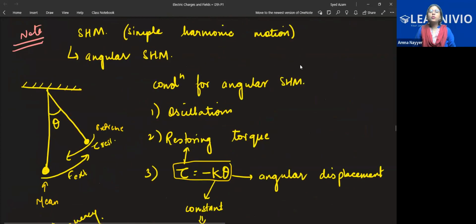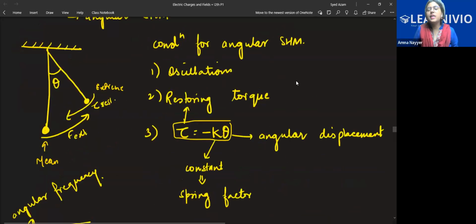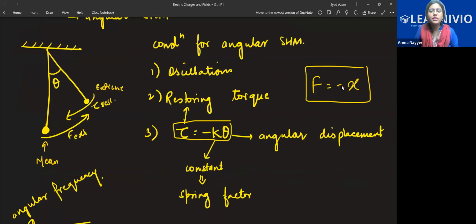Now look, a little bit of recap from your class 11th. You had a chapter on waves and oscillations, SHM. There it was mentioned that whenever you have a force directly proportional to the displacement from the mean position and directed towards the mean position, the full formula is F equals minus Kx, where K is the spring constant. Similarly, in rotational motion, it becomes tau equals minus K theta.